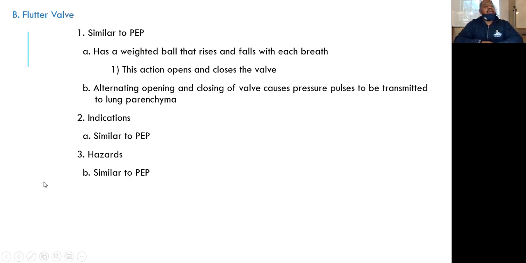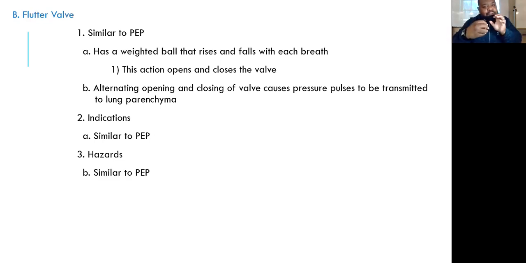All right, flutter valve. The flutter valve is similar to positive expiratory pressure. The flutter valve has a weighted ball that rises and falls with each breath. This action opens and closes the valve. So when you breathe into it, there's a metal ball that goes up and down, and that intermittent up and down is what shakes the lung. So it's that shaking. Every time you exhale, that ball rises and falls.